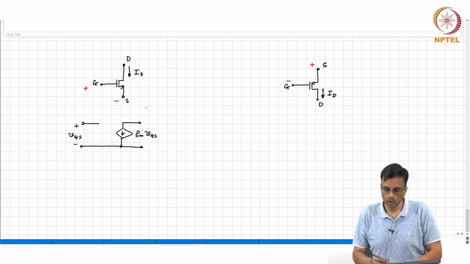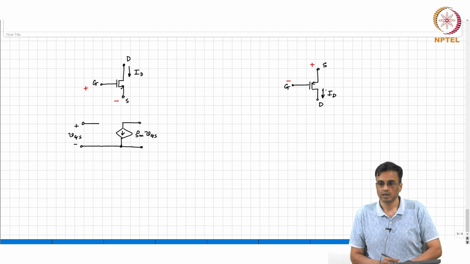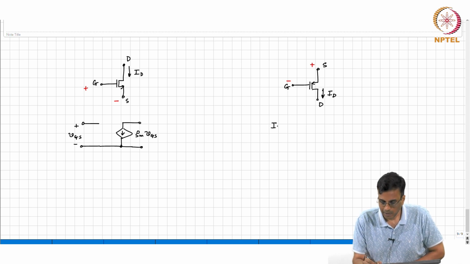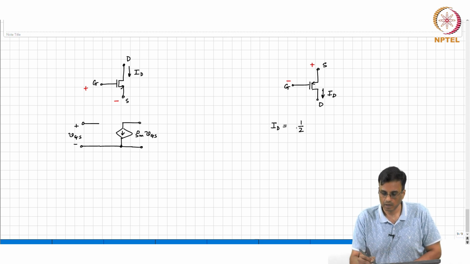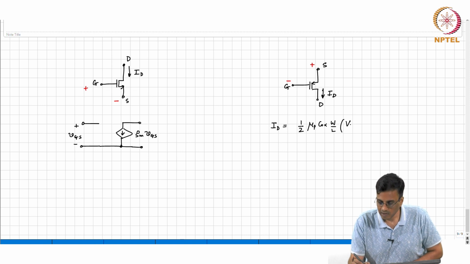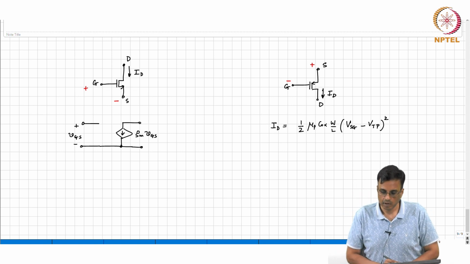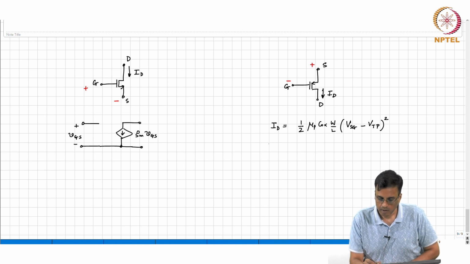PMOS? All right. So remember, for the PMOS, the drain current capital ID in saturation is 1/2 mu P Cox W by L times VSG minus VTP the whole square. Let us assume the transistor is operating in saturation, correct. So, what is the change in ID?